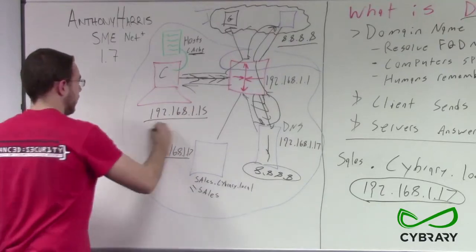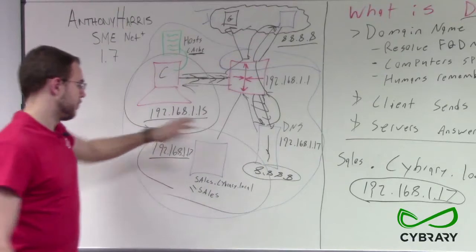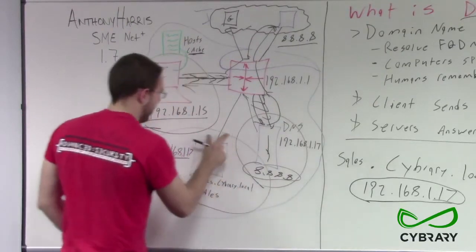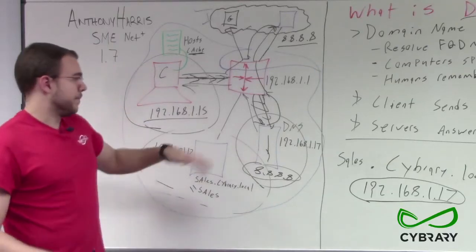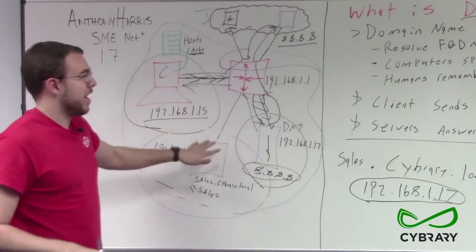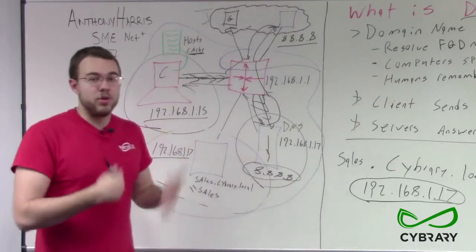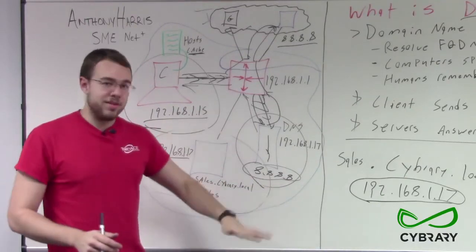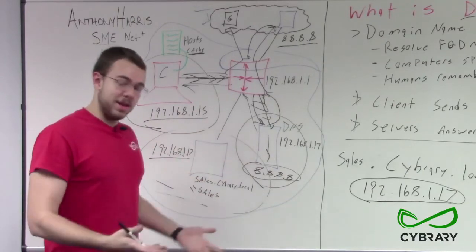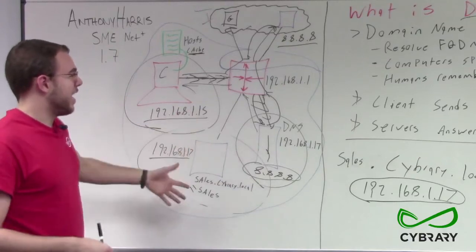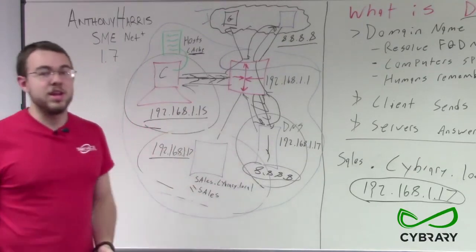That's how our clients and our servers, that's our sales server, our clients and our DNS servers work together. So we know now that DNS resolves fully qualified domain names to IP addresses and can also do reverse lookups where it resolves IP addresses to fully qualified domain names. So let's go ahead and move on, and we're going to take a little bit of a closer look at DNS servers and DNS clients.